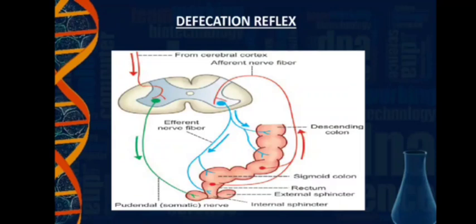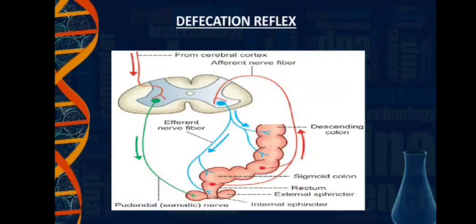Now next applied section is ulcerative colitis. It is a disease in which extensive area of large intestine becomes inflamed and ulcerated. The motility of ulcerated colon increases significantly. As a result, patient has repeated loose motion.